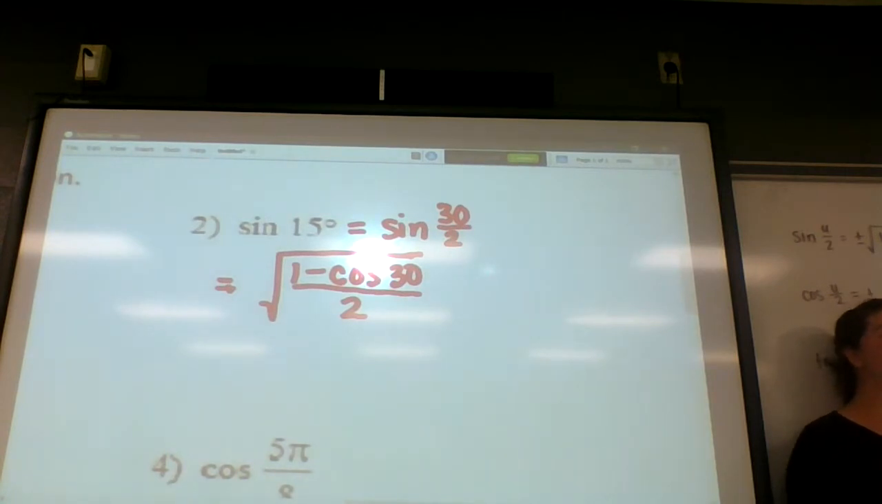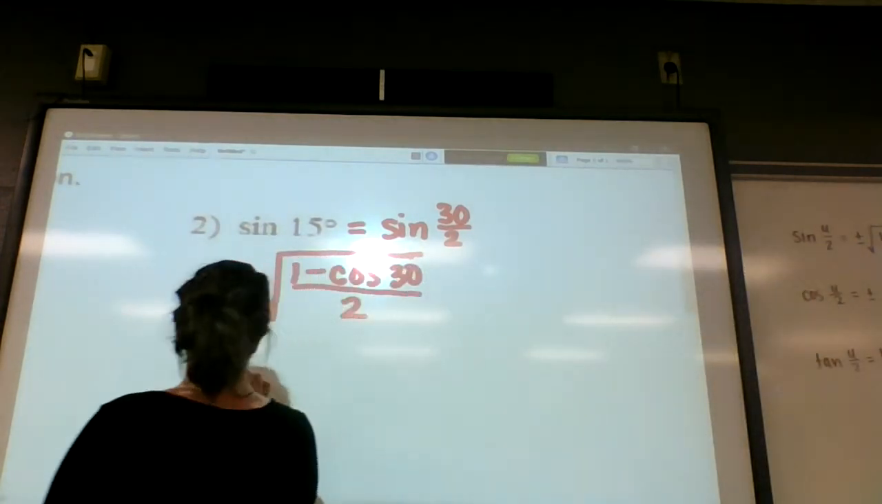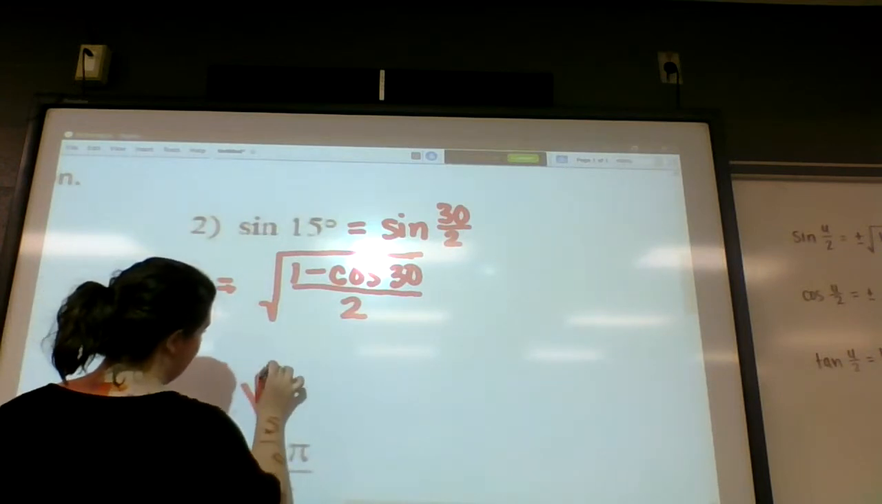Q1. Is sine positive or negative in Q1? It's positive, so we're good to go ahead and leave this as a positive. So no negative needed at all. Now on to the fun simplifying.